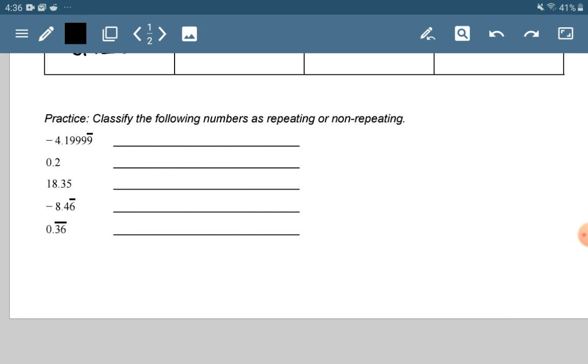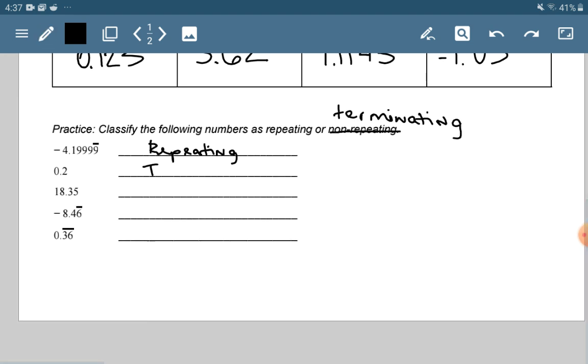Next, we're going to talk about how we can identify whether they're repeating or non-repeating. I'm actually going to have you cross that out, and it should be terminating here. I didn't include any non-repeating numbers in this list. It's just either repeating or terminating. So in the very first number, I have negative 4.19999, and then there's a line over the 9. That line, or in other words a repeating bar, tells me that that's a repeating decimal. 0.2. It stops. It doesn't continue. There is no pattern. Therefore, it's terminating.